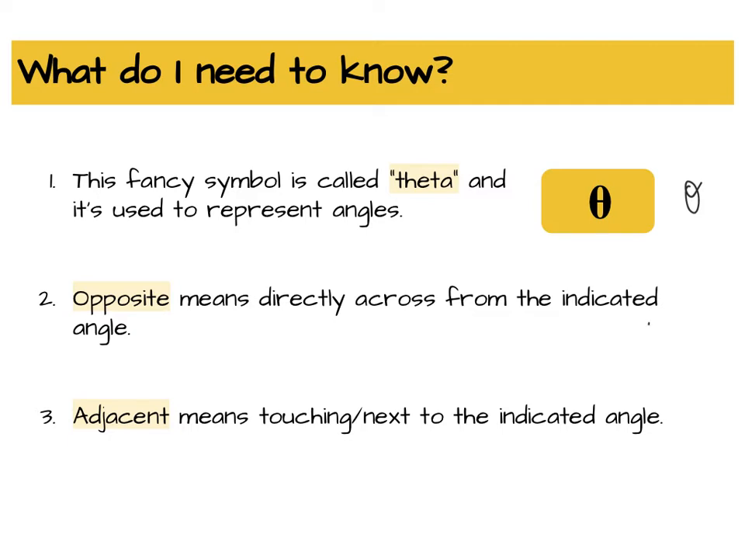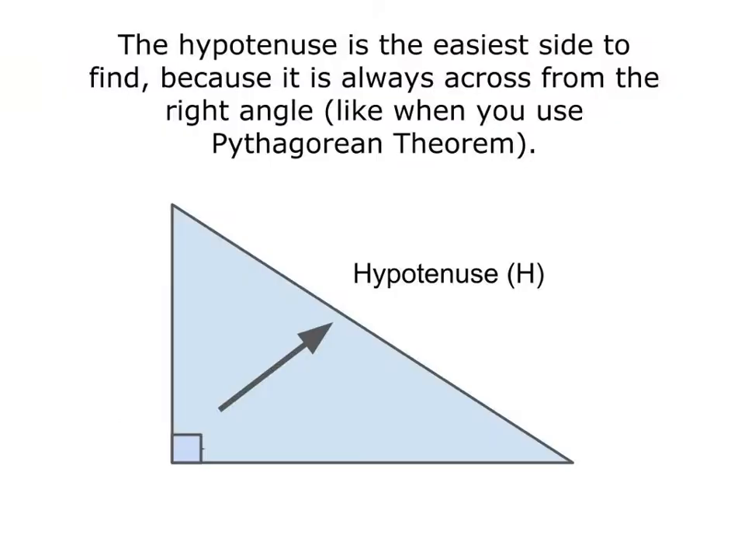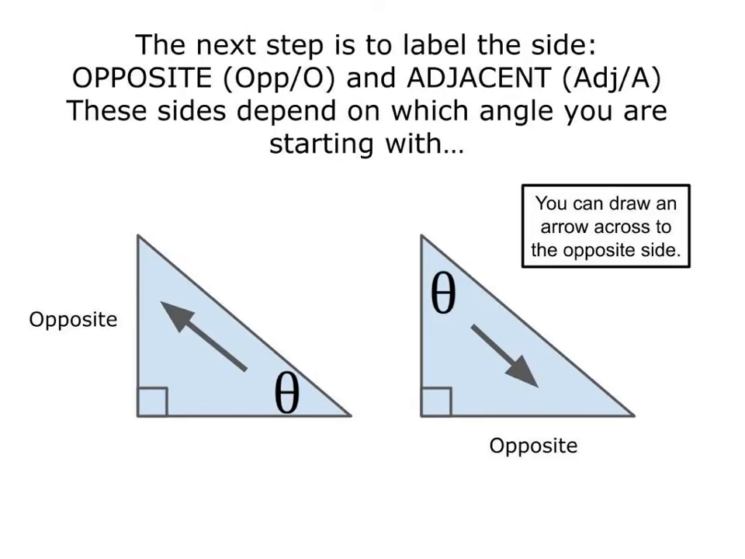So for example, if we have a right angle triangle like this, and the indicated angle is here, opposite means it goes right across. And if we're looking for adjacent, and this is the indicated angle, this is the adjacent side because it's touching the angle. The hypotenuse is the easiest side to find because it's always across from the right angle, like when you use Pythagorean theorem. The next step is to label the sides opposite and adjacent.